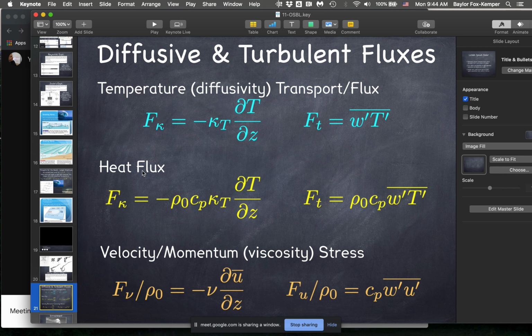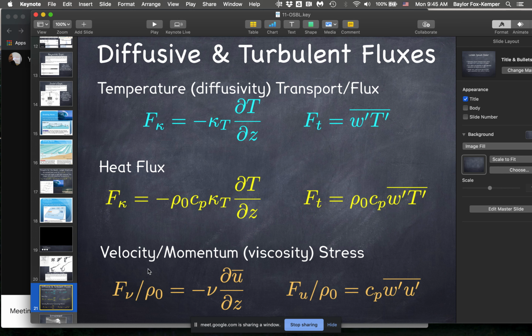We could have also done this in heat flux, and since we talked about Joule's experiment already, the only thing we need to do to convert from a temperature flux to a heat flux is to multiply by the background Boussinesq density and the specific heat capacity. So this is the heat flux that goes together with the temperature transport, and this is the same thing for the turbulent heat flux.